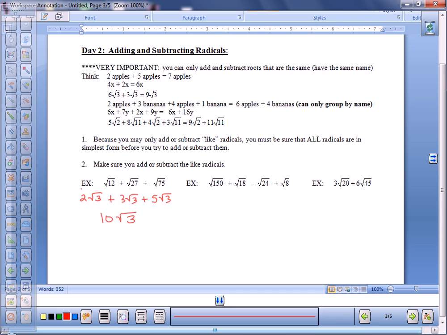Okay? All right, now go ahead and simplify the second example.